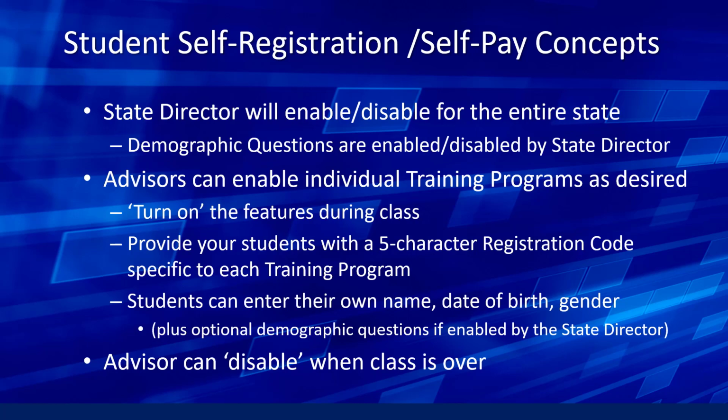That registration code allows those students to go online with their cell phone and register themselves as Skills USA members. They enter their own name, their own date of birth, their gender, and again, if the state director has enabled it, the additional demographic questions will be available. And then when you're finished, the advisor can disable that functionality so that students don't continue adding registrations after the class is over.